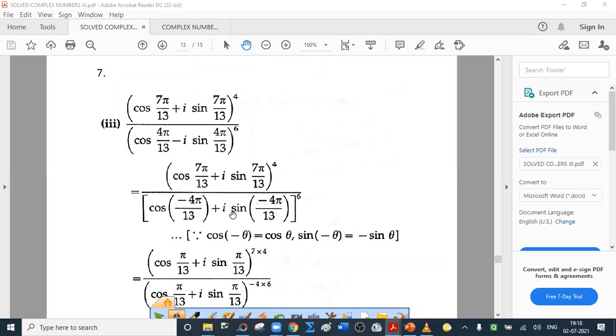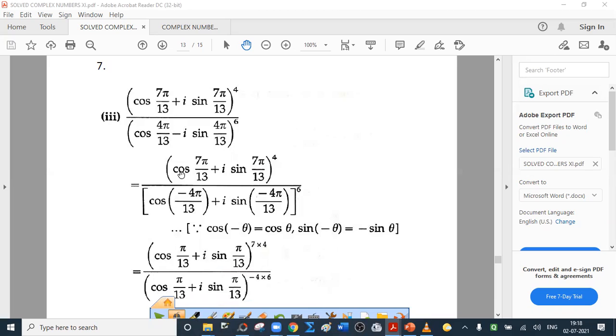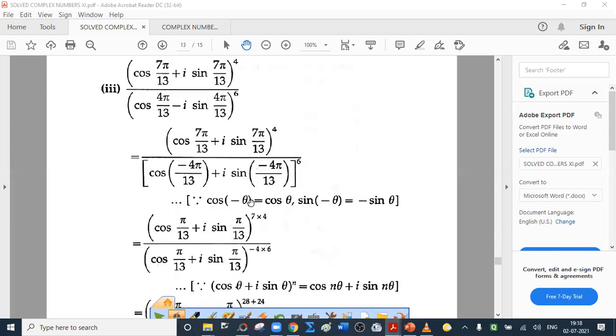Okay? Yes. Now this is nothing but cos of theta is cos of minus theta, and minus sin theta is sin of minus theta. We have used this. Now this is interesting. Cos 7 pi upon 13 plus i sin 7 pi upon 13 is (cos pi by 13 plus i sin pi by 13) raised to 7. Check this: (cos theta plus i sin theta) raised to 7 is cos 7 theta plus i sin 7 theta in general. Yes. Now you'll ask me why 4? It is there from the beginning only, so one step is omitted here. So raised to what? 7 into 4.